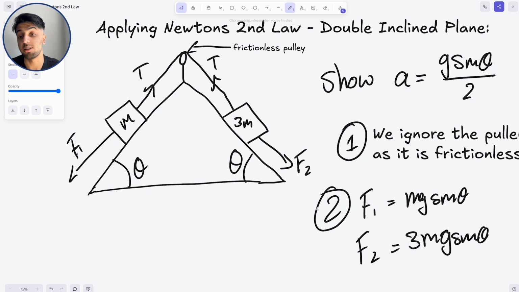Now, if you're not familiar with why the component of weight force down an inclined plane is equal to mg sine theta, I made a video on it, so you can take a look at that and see where it gets derived from. But for this, we'll gloss over it.